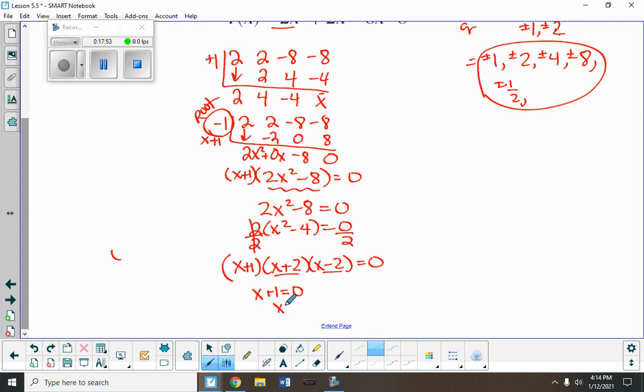So x equals negative 1, x equals negative 2, and x equals 2. So those are your solutions, and those numbers are all on that list.